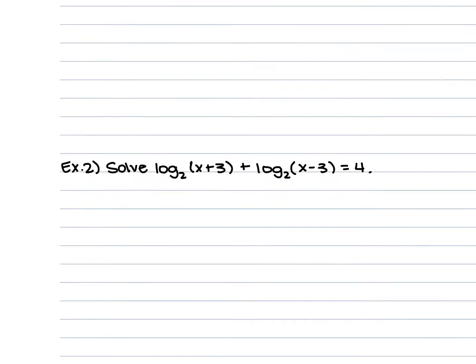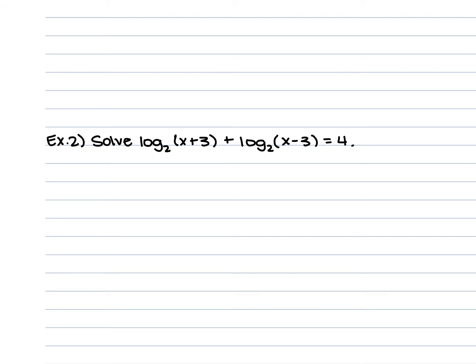For example 2, we have log 2 of x plus 3 plus log 2 of x minus 3 is equal to 4. We know that log 2 of something plus log 2 of something is going to represent multiplication. So this is the same thing as saying log 2 of x plus 3 times x minus 3 is equal to 4. If you want to multiply these right now, you can. If not, you don't have to.